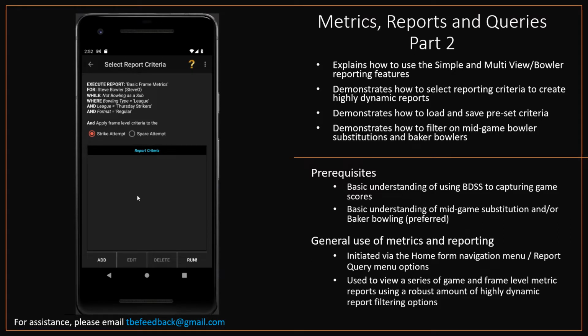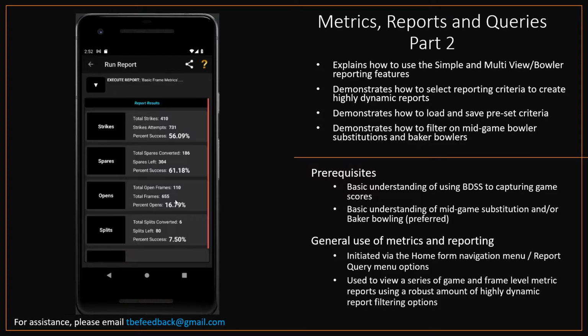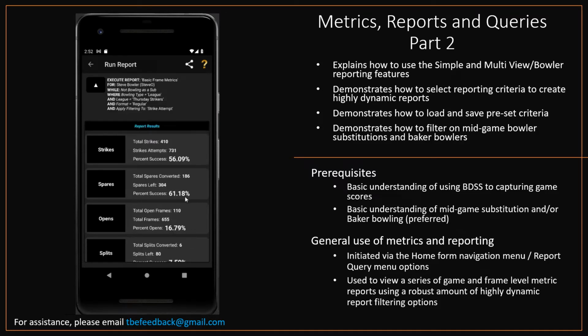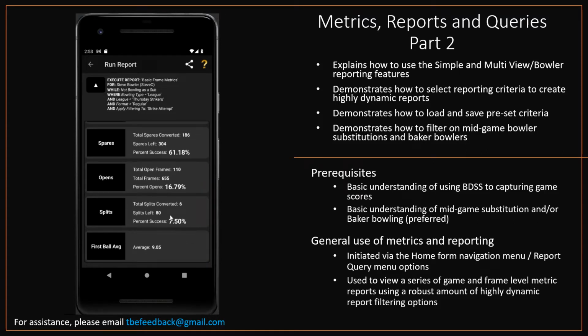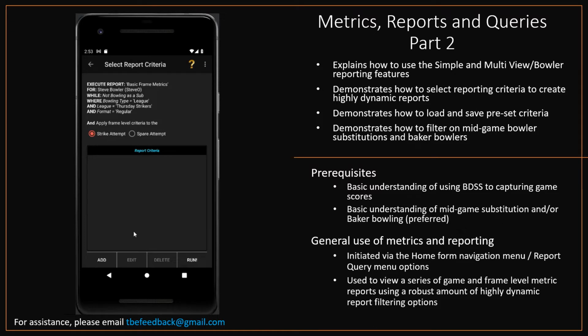Now, if you wish, you can add additional filter criteria. Before we do, let's just run without any additional criteria. So click run. And you see the basic frame metrics report. The execution command is on the top showing you what the report is filtered on. It's just some very basic frame metrics: strikes, spares, opens, splits, first ball average, all filtered using the selected filter criteria. Now let's go back to the select report criteria and let's add additional filtering and rerun the report.